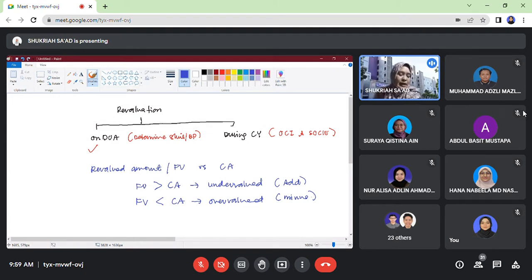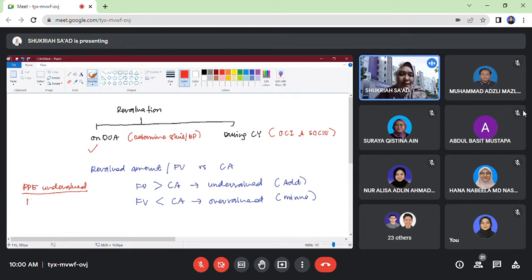Land which is PPE was revalued at 500,000 more than carrying amount. Under value or over value, class? Under or over? Under value. So PPE under value. Ini jawapan untuk revaluation adjustment in the question. PPE under value because fair value is more than carrying amount. So bila under value kita kena add.